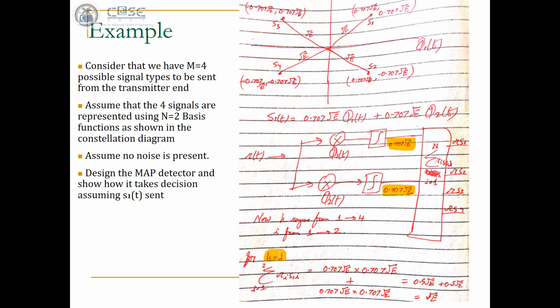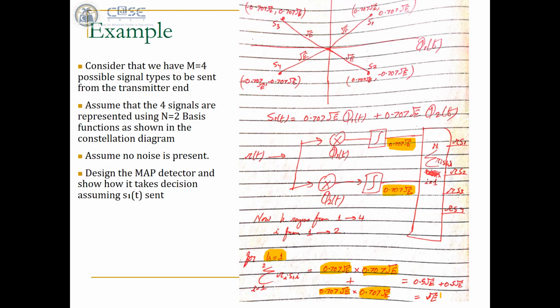Here I expand further this summation for all values of k, starting from k equivalent to 1 till 4. So if you see this summation here, when you substitute k equivalent to 1, you will end up expanding like this. r1, which is 0.707 times under root E, being multiplied with s11, plus r2 being multiplied with s12, right? So if you expand this summation, you will get two terms, and you write it like that. Sum them together, you end up getting under root E as a result, right?